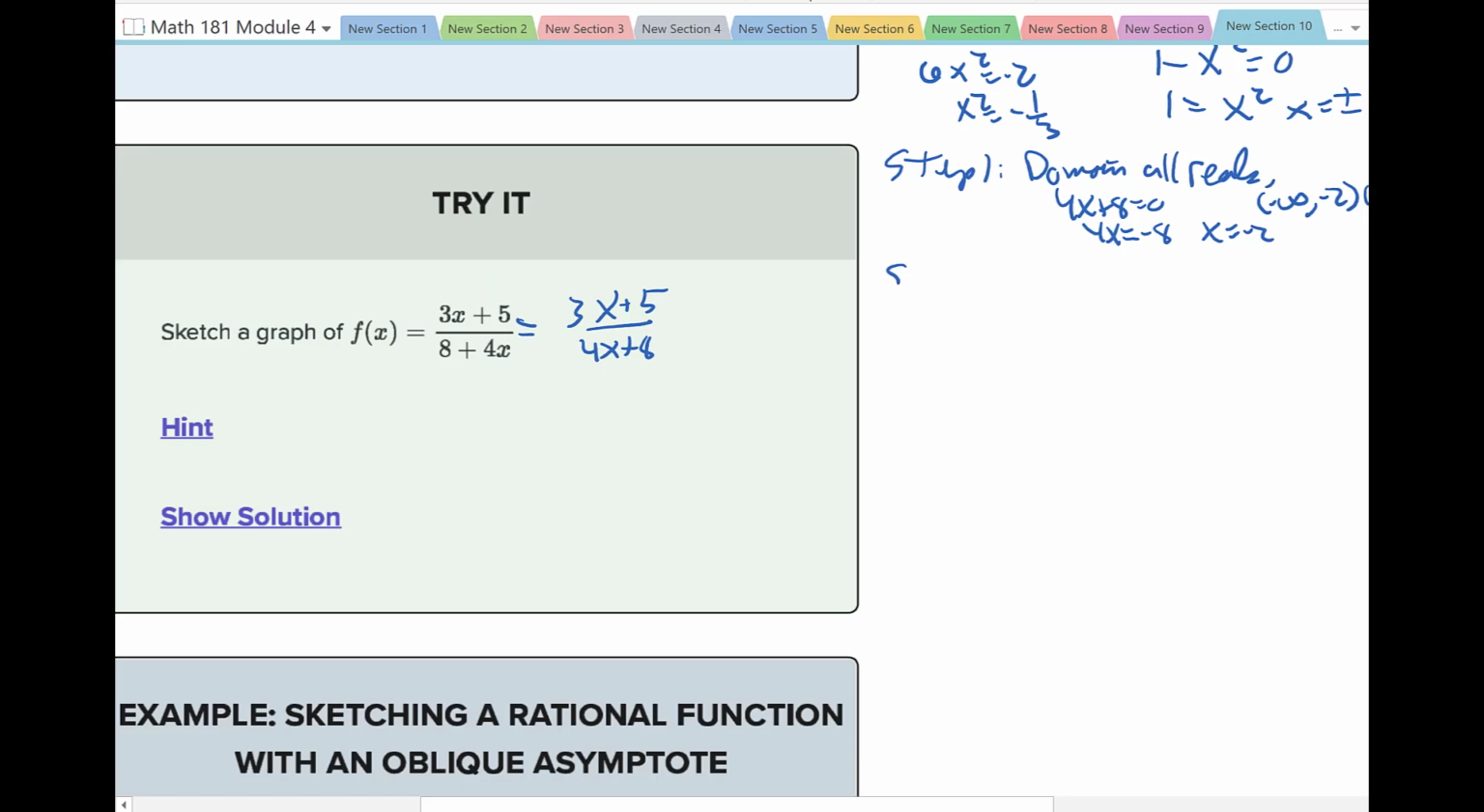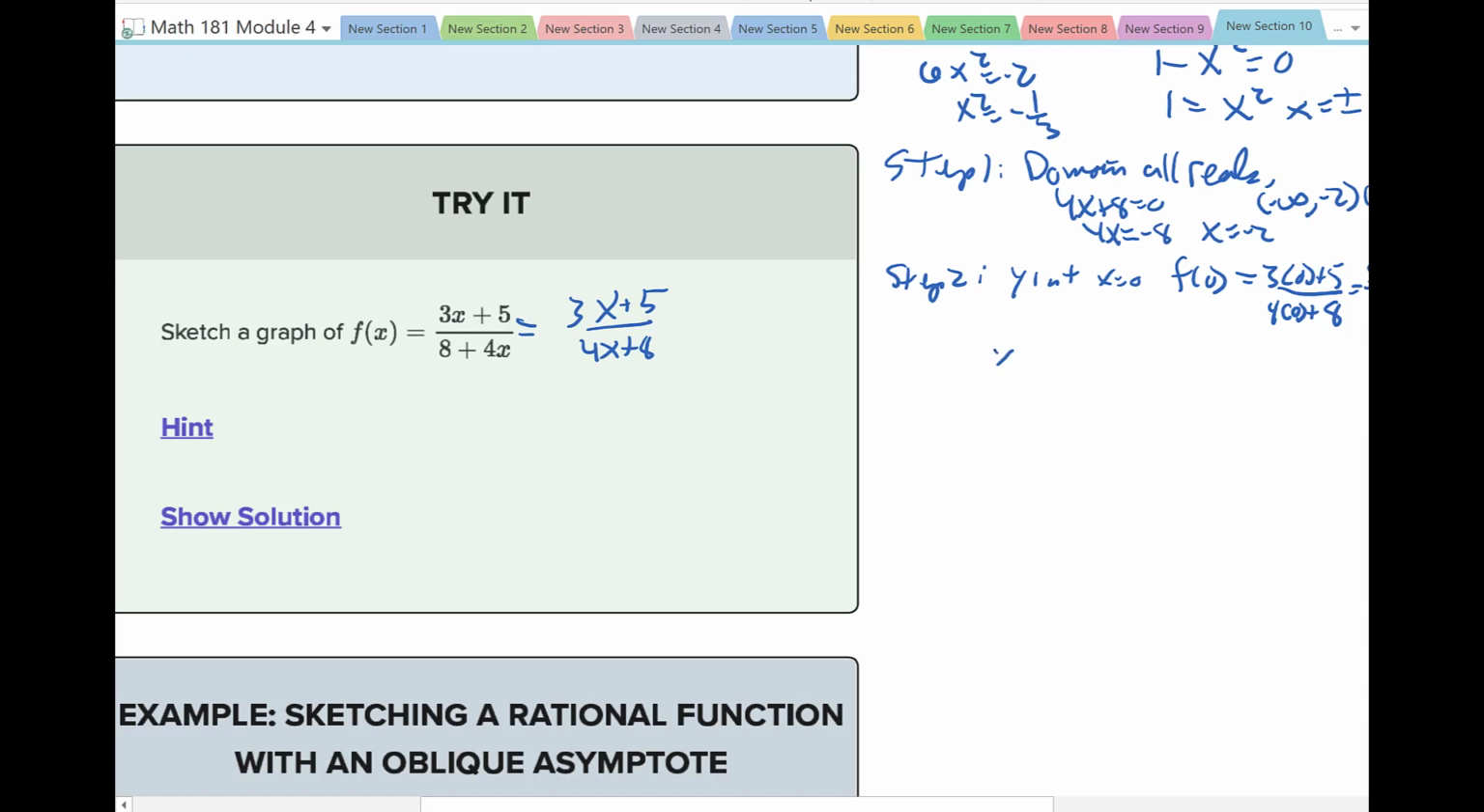Our step 2 is to find the intercepts. The y-intercept occurs when x is 0. So f of 0 is going to be 3 times 0 plus 5 over 4 times 0 plus 8. So that's going to be 5/8. So that's going to be at 0, 5/8.